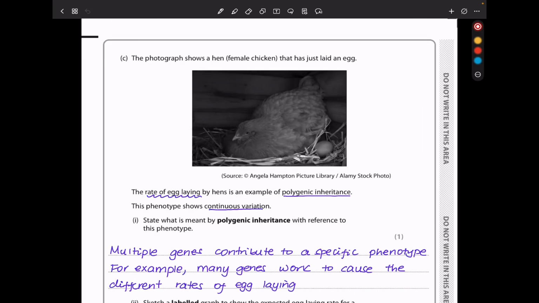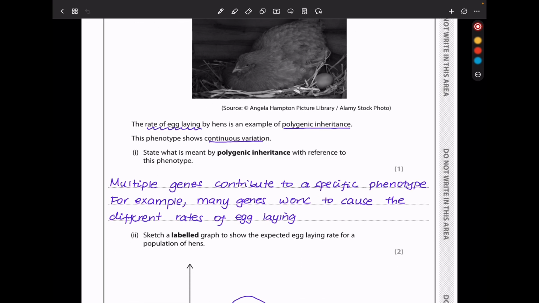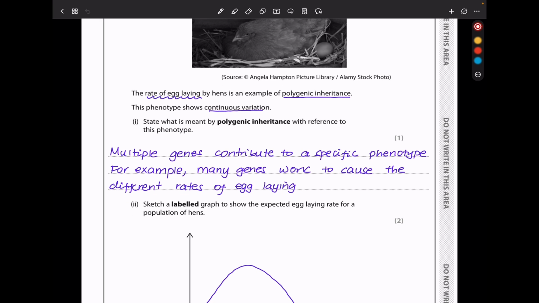In part C, the photograph shows a hen, which is a female chicken that has just laid an egg. We can see this is the hen and that is the egg. They say the rate of egg laying by hens is an example of polygenic inheritance. This phenotype shows continuous variation. State what is meant by polygenic inheritance with reference to this phenotype.